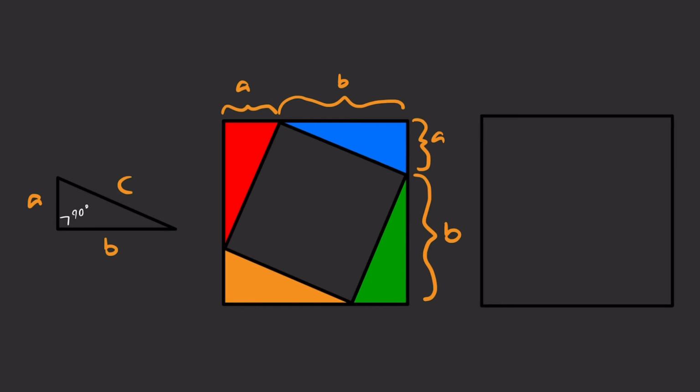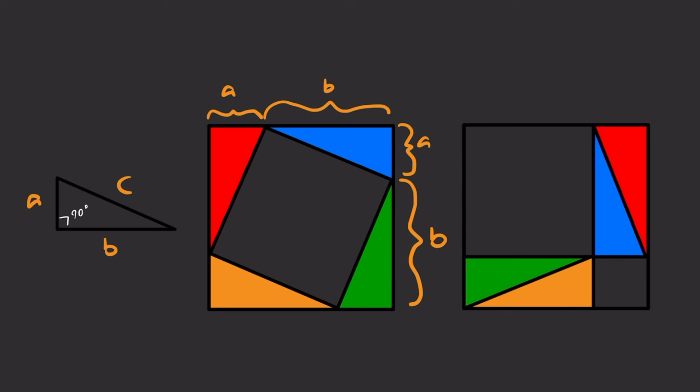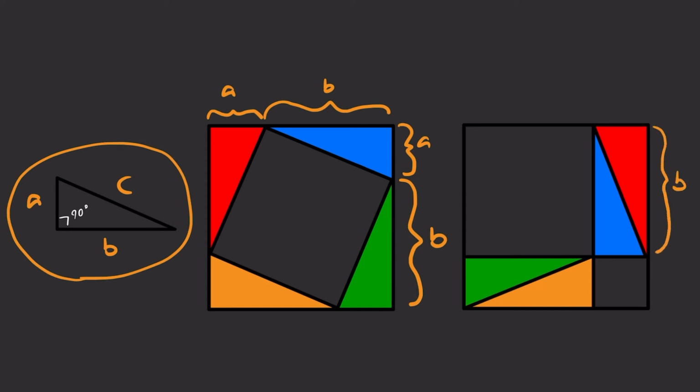Inside this square we also draw four triangles, but we arrange them differently. I'm going to color these triangles as well, so it becomes more clear. The sizes of the triangles inside the square are also of the same size as the original one. That means that this side over here is equal to B, this side over here is equal to A, this side over here is equal to A, and this side over here is equal to B.